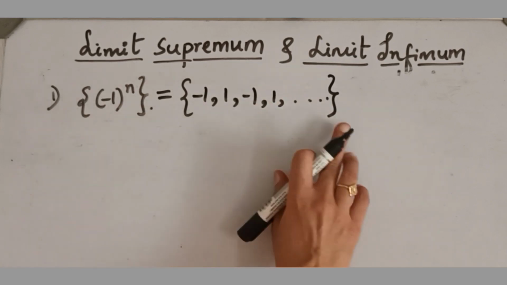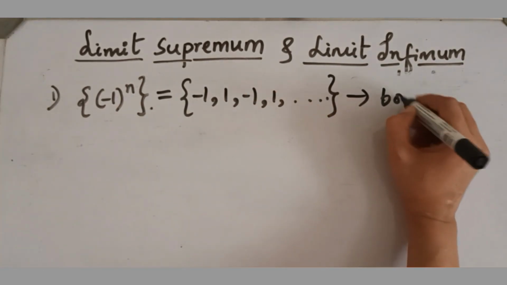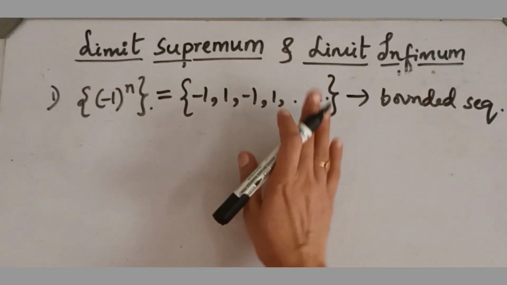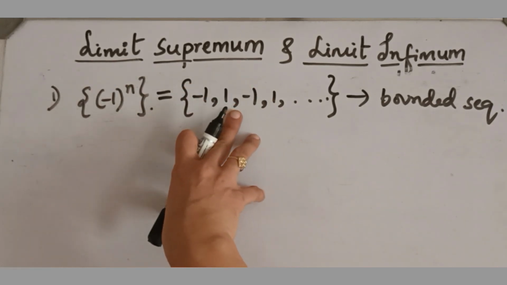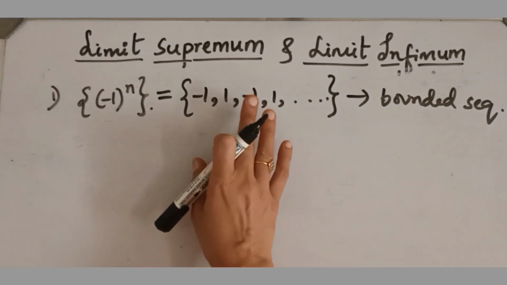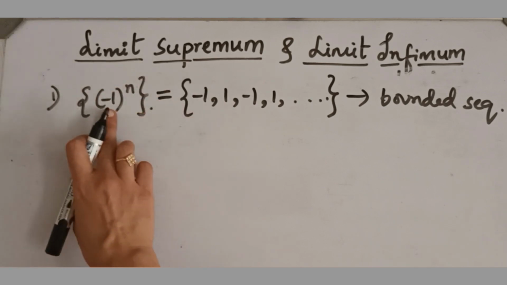So this is the given sequence. You can see that clearly this sequence is a bounded sequence. So whenever you have a bounded sequence, to find the limit supremum and limit infimum of this bounded sequence, you have to find the set of limit points of the sequence. How many limit points are there for this sequence?